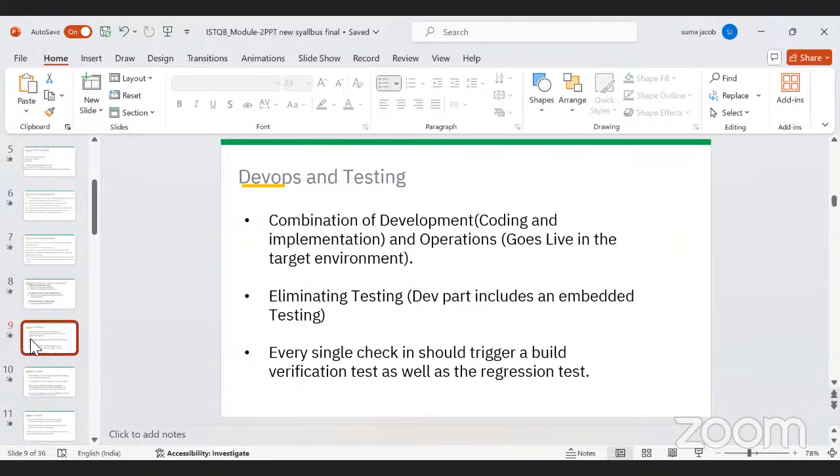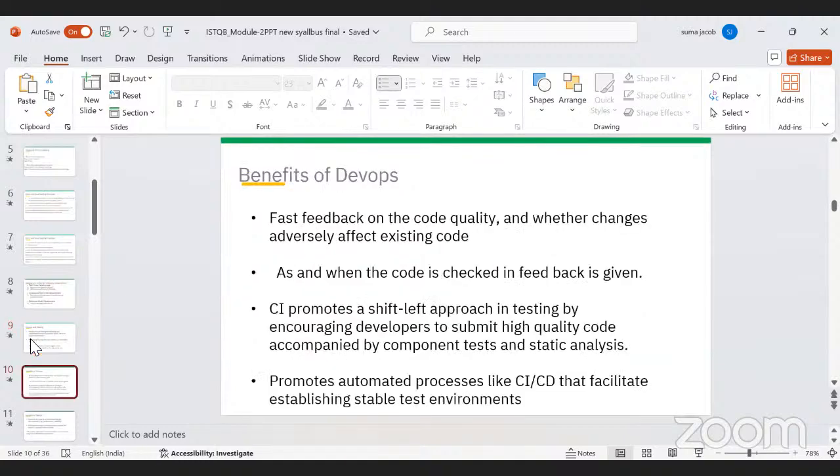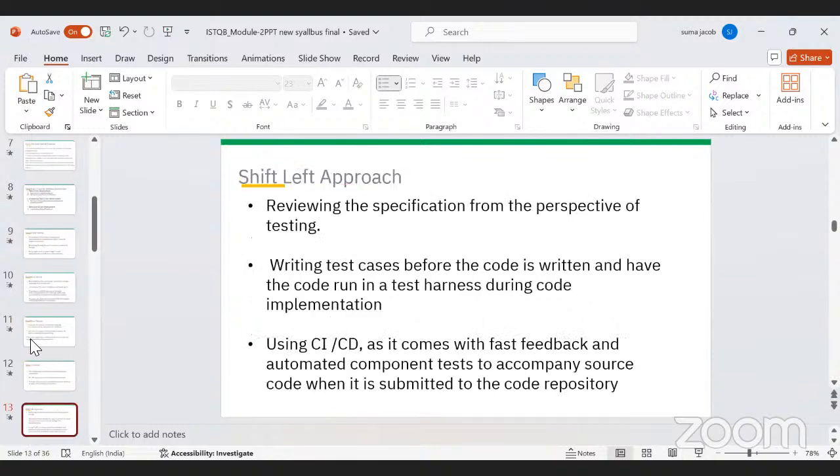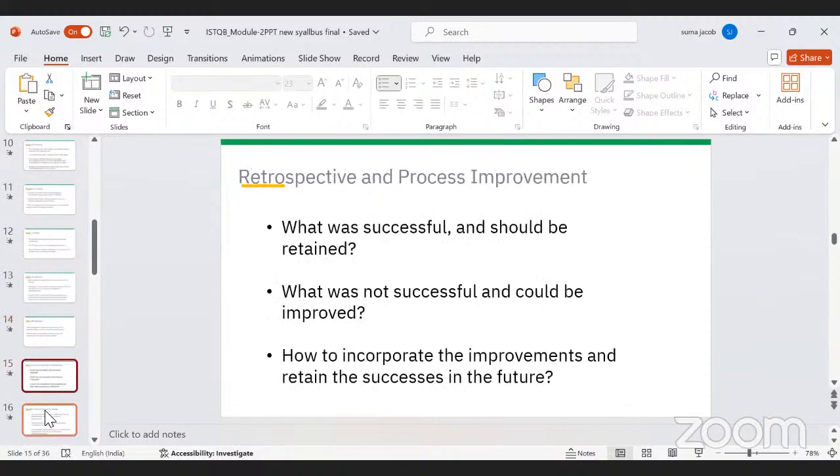And next we have DevOps and testing, how testing is embedded in DevOps, how different activities are automated using DevOps, and what actually happens in DevOps, along with the benefits and risks of DevOps. And finally, the shift left approach, where we try to shift the testing from right to left, to get early feedback and to identify issues at the earlier phases of development. So we covered the different ways by which we can implement the shift left approach.